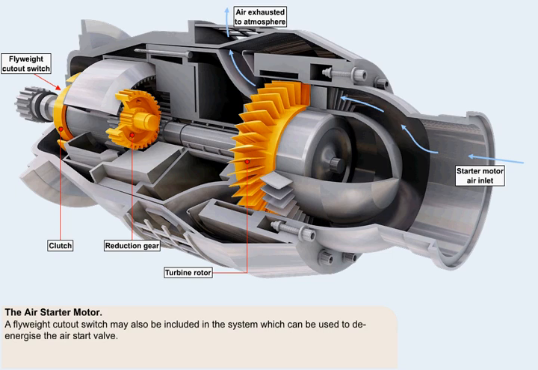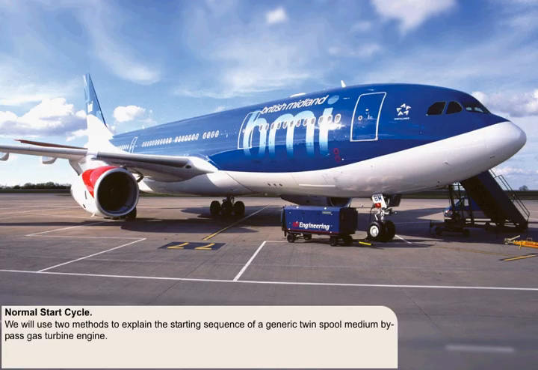A flyweight cutout switch may also be included in the control circuit of the air start valve. This shuts off the starting air supply by de-energizing the air start valve. This device will automatically terminate the engine start cycle when the engine has reached a speed slightly in excess of self-sustaining speed. We'll explain the starting sequence of a generic twin-spool medium bypass gas turbine engine using two methods.